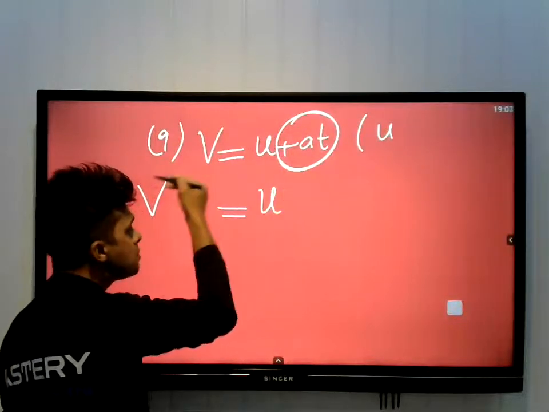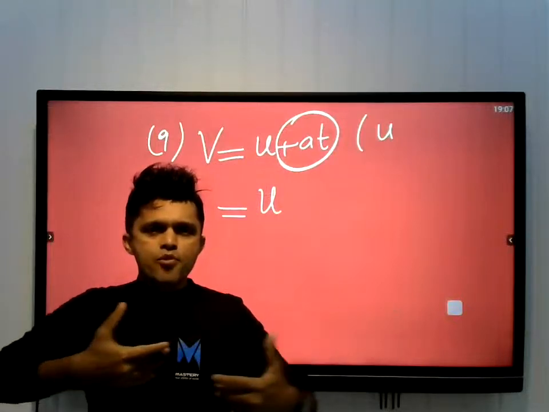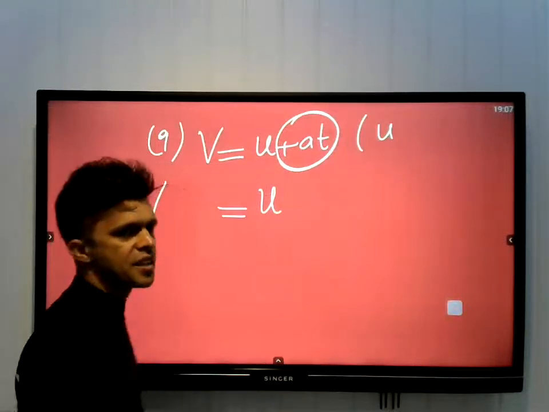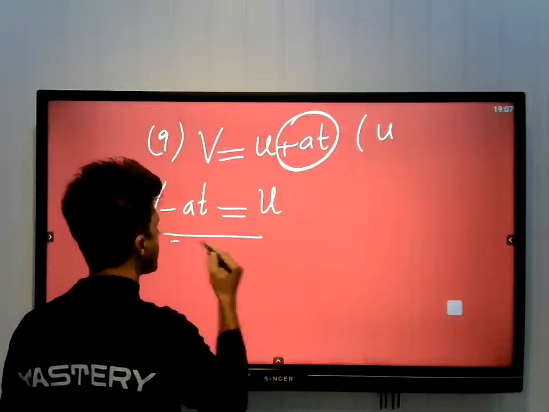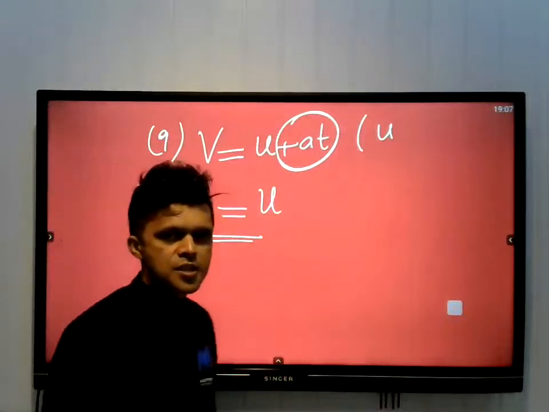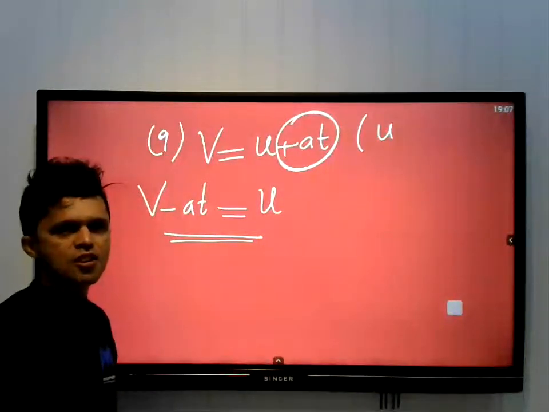This whole segment, A and T can be brought to this side. So plus AT becomes minus AT. That can be done. So V minus AT equals U.